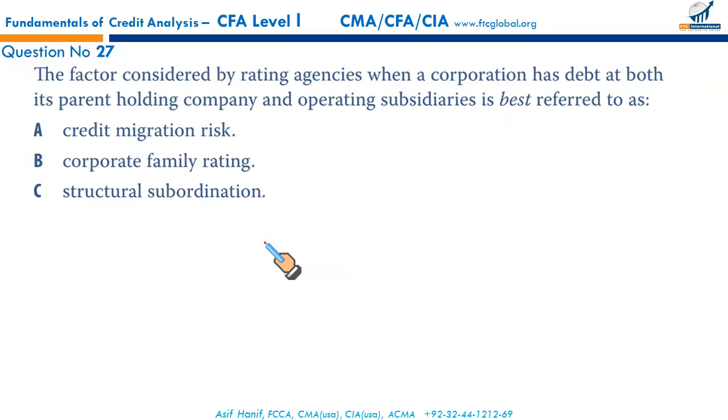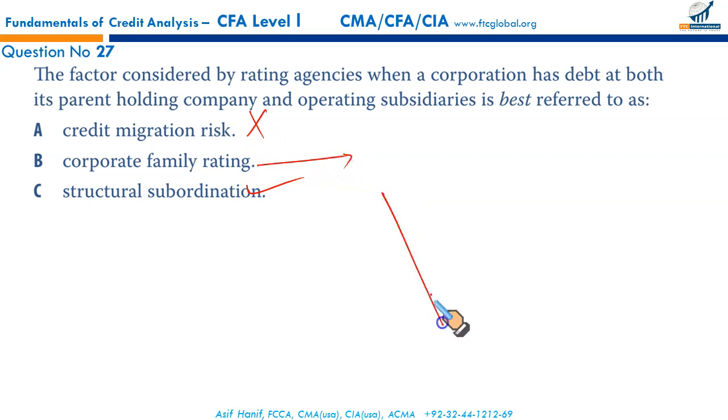Next. The factor considered by rating agencies when a corporation has debt at both its parent holding company and operating subsidiaries is best referred to as, we just discussed this a little while ago, structural subordination. I discussed this. Credit migration risk. This is credit downgrade, not what we were looking for.